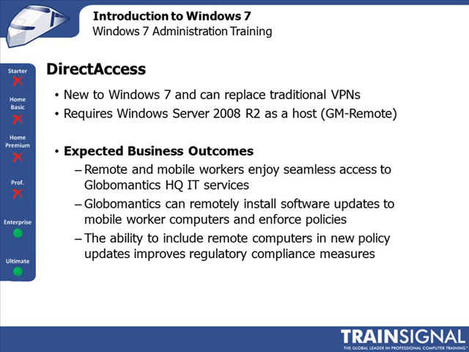The expected business outcomes here are what we mentioned. Mobile workers will enjoy seamless access to the headquarters IT services. IT can remotely install software updates to mobile computers very quickly. Moreover, they can enforce group policies more easily. This will improve overall regulatory compliance measures that are already taking place and being improved all the time at Global Mantic.